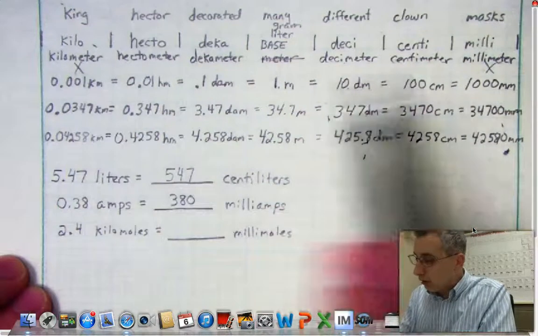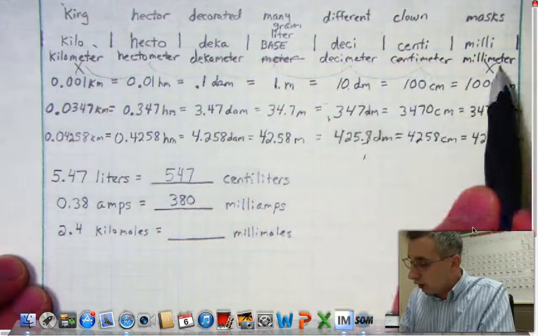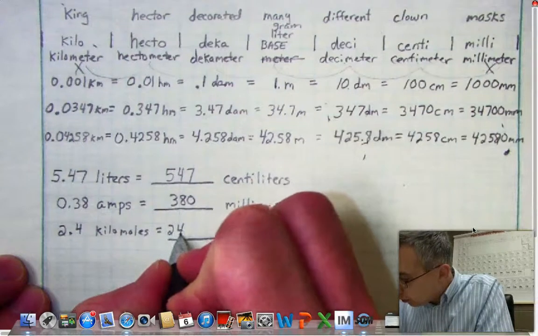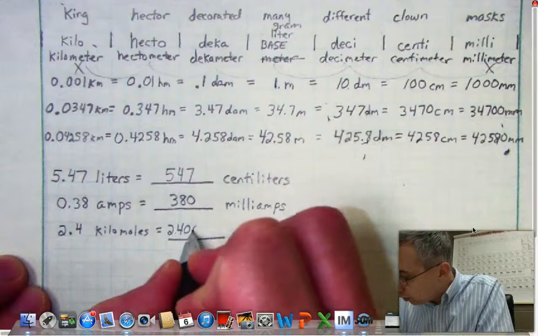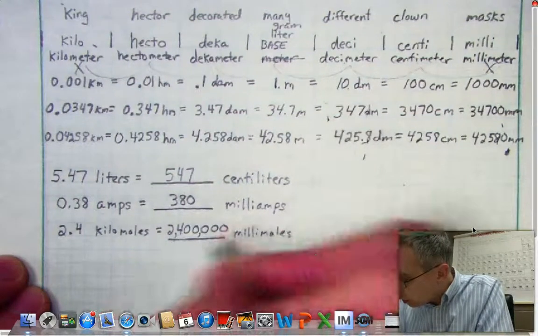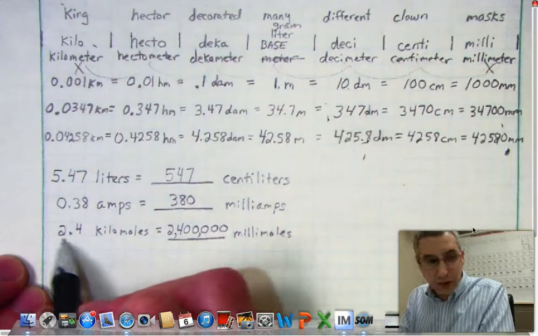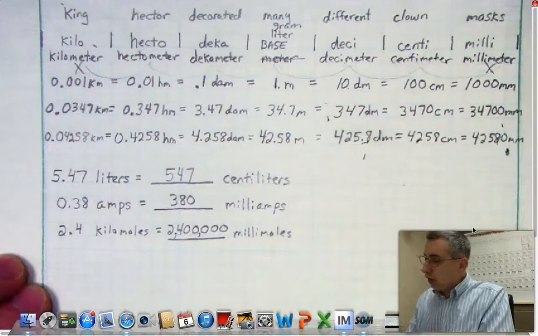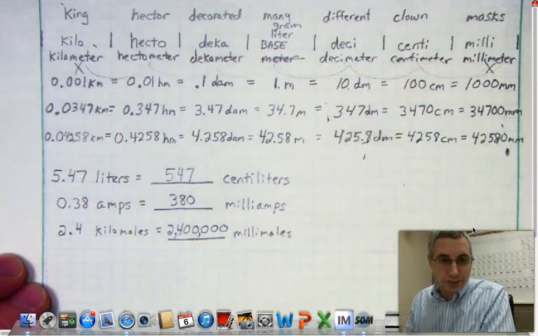So we need to do a lot of shifting of our decimal. How many decimal places? 1, 2, 3, 4, 5, 6. So we had 2.4, but now you move over 1, 2, 3, 4, 5, 6. So let me just count that one more time. I started with my decimal between the 2 and the 4 when I had my original problem. I'm moving over 1, 2, 3, 4, 5, 6 to the right, so my answer is 2,400,000 millimoles.